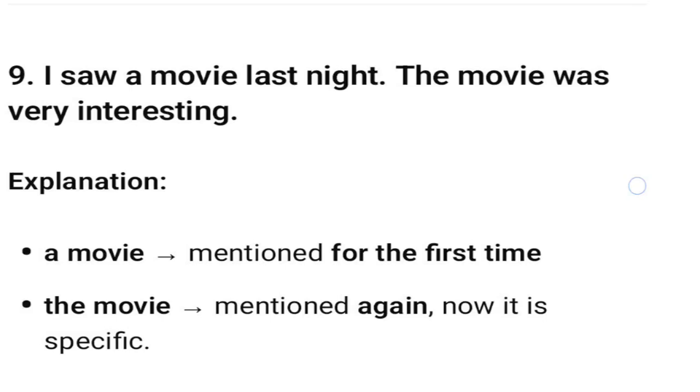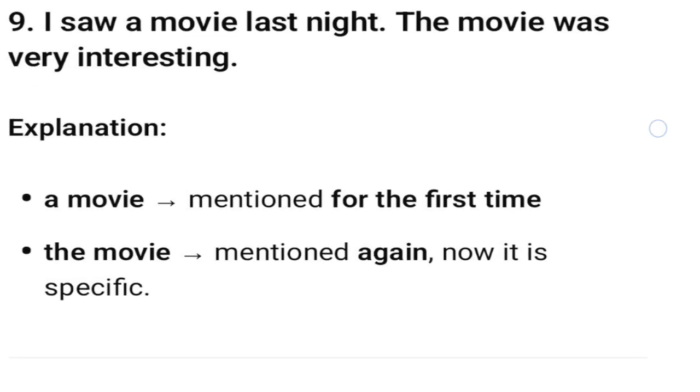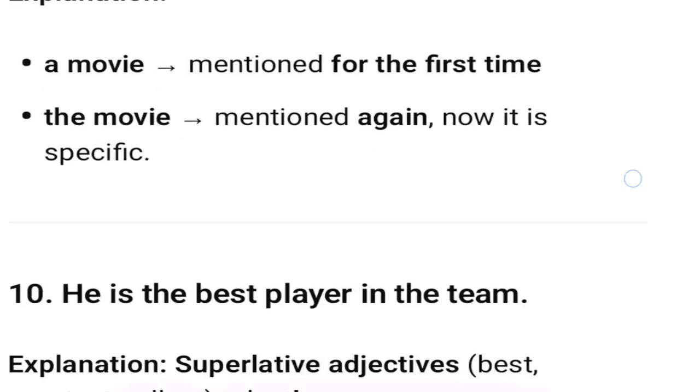Why a movie and the movie? First time we are using a movie because it has been mentioned for the first time. And then in the second sentence we have used the movie because we are mentioning it again. Now it is specific. We are talking about a specific movie. There might be lots of movies, but we are talking about only that particular movie, that specific movie which we saw last night. So the movie. You can see, I saw a movie last night. The movie was very interesting. Hence, this is the answer.